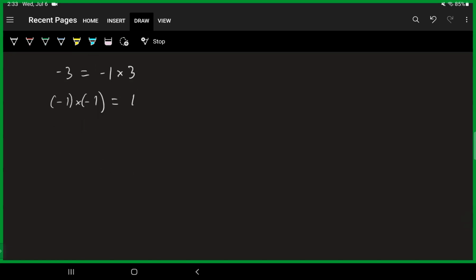Really what we're going to do is count the number of negatives that we see. If it's an even number, it's going to be a positive output. And if it's an odd number, it's going to be a negative output.